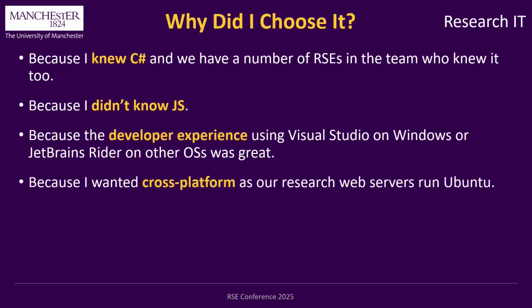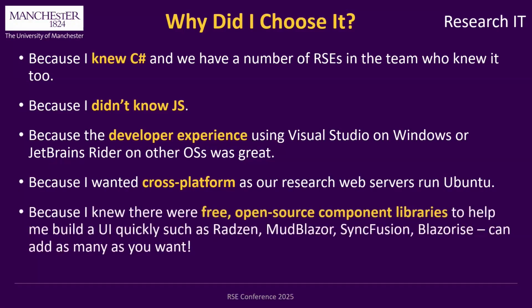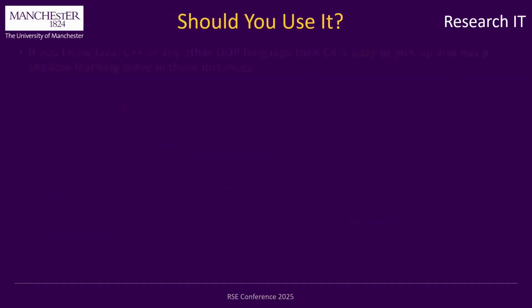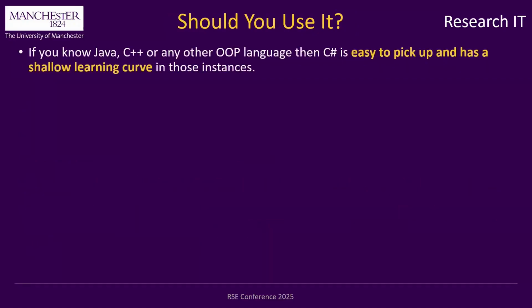I obviously wanted something that's cross-platform. Well, it ticked the box there because all our web servers are running Ubuntu. And because I knew it was free, I knew it was open source, I knew it had open source component libraries, so I've listed a few of them there. Radzen, Blazorise, Syncfusion Blazor. All these things exist, they're all free, just use them. You can actually combine them, you don't even have to pick one. You can just install them all. The whole app could have various bits of UI frameworks all in it, if you want.